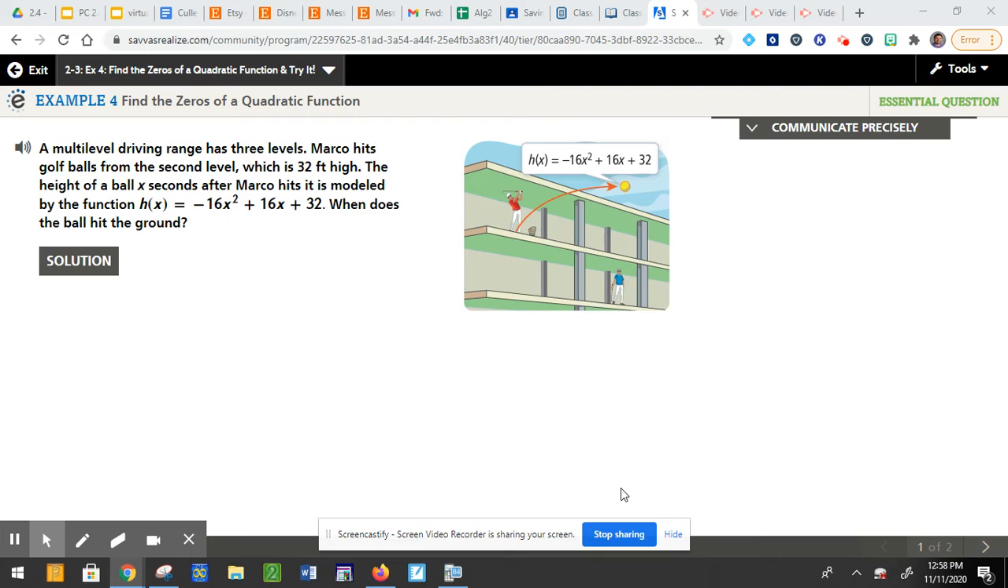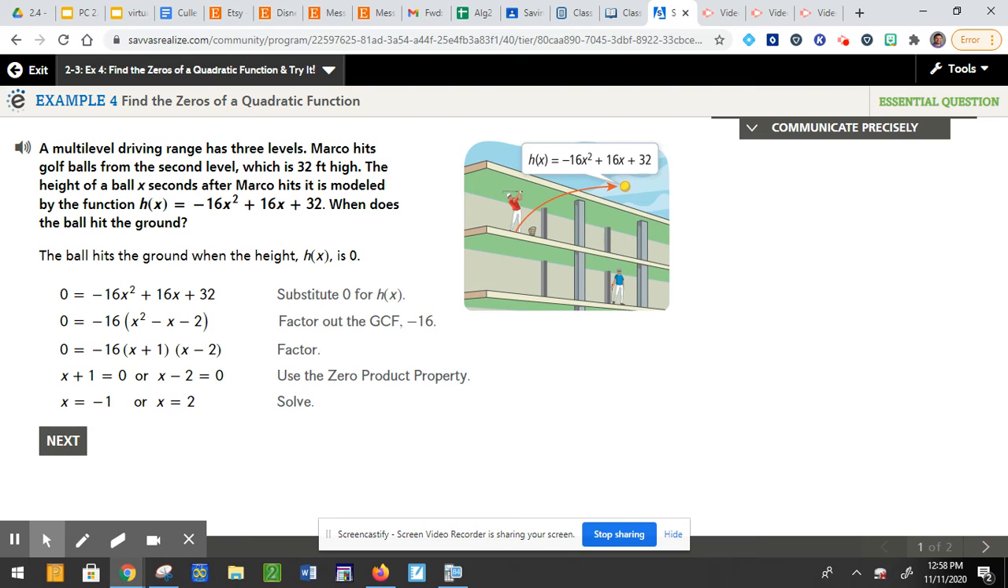So the question is, well, what's the x value when the y value is 0, right? Because y in this case is going to be the elevation of the ball, and x is the time since it was hit. So we're going to set the function equal to 0. And when you do that, you just solve for the function.